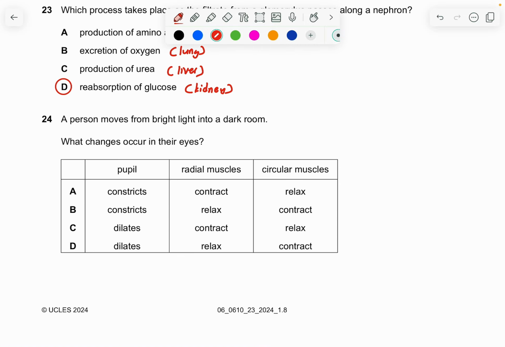Question 24. A person moves from a bright light into a dark room. What changes occur in their eyes? For this kind of question, you have to memorize. Since it says going from bright to dark, your pupil will immediately dilate. Once your pupil dilates, your radial muscles will contract and your circular muscles will relax. Radial and circular muscles work antagonistically, meaning one side contracts, another side relaxes. So for this question, you have to memorize: dilate, contract, and relax.